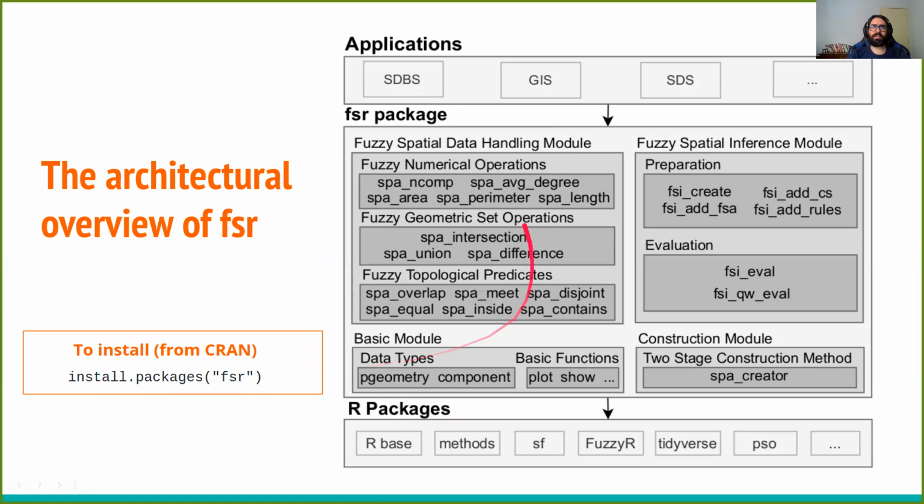Here is the architectural overview of FSR. Applications like SDBSs, Spatial Database Systems, Geographic Information Systems, and Spatial Data Science projects make use of the FSR package by calling its functions. We employ other R packages to implement FSR. Some of them are shown in the bottom layer of this figure.